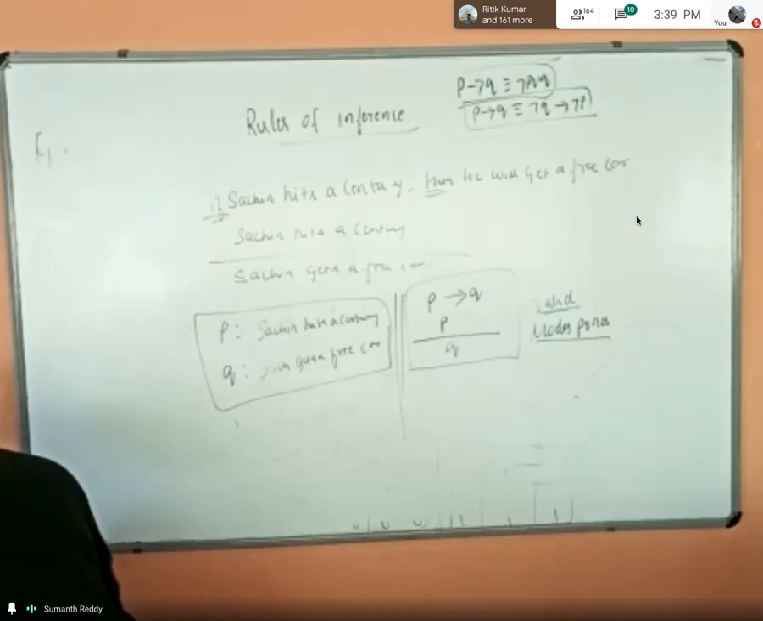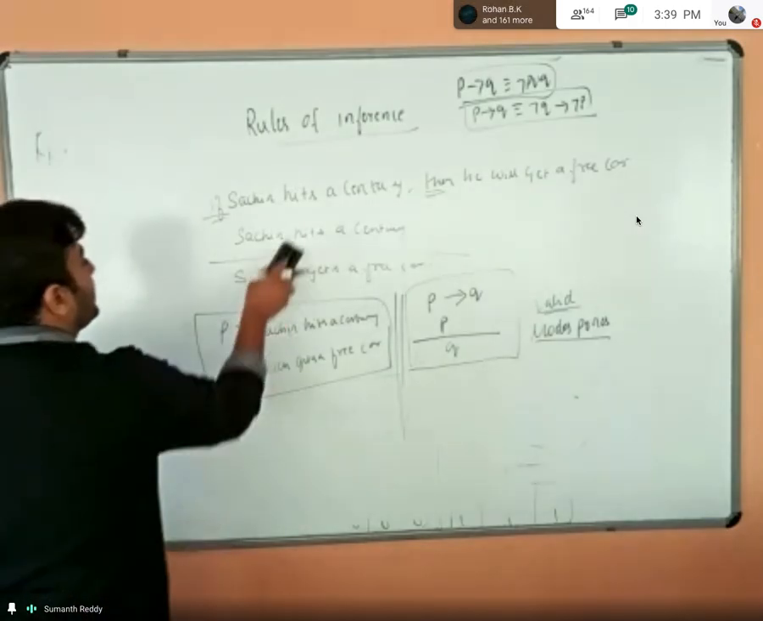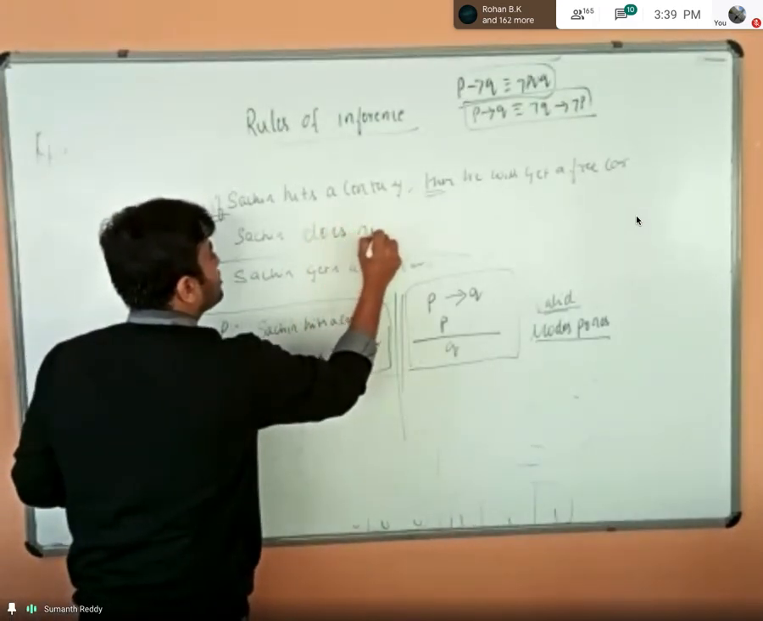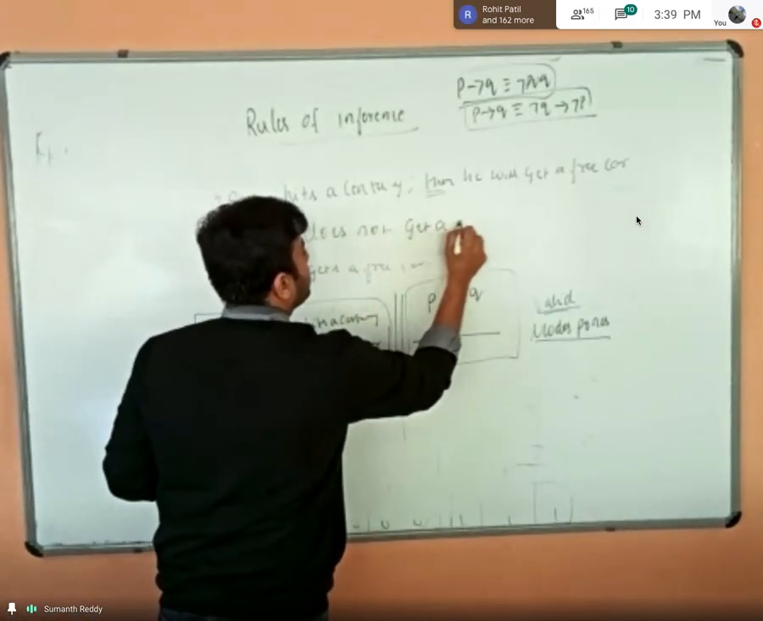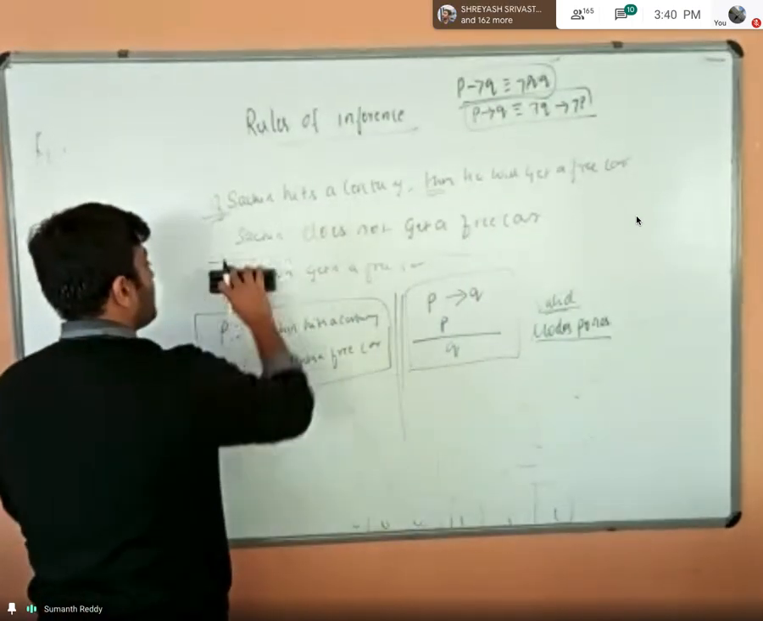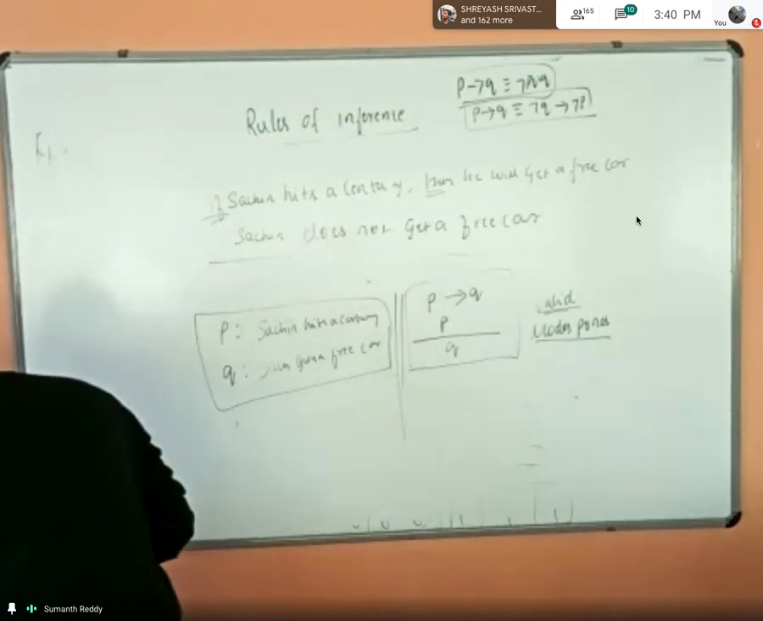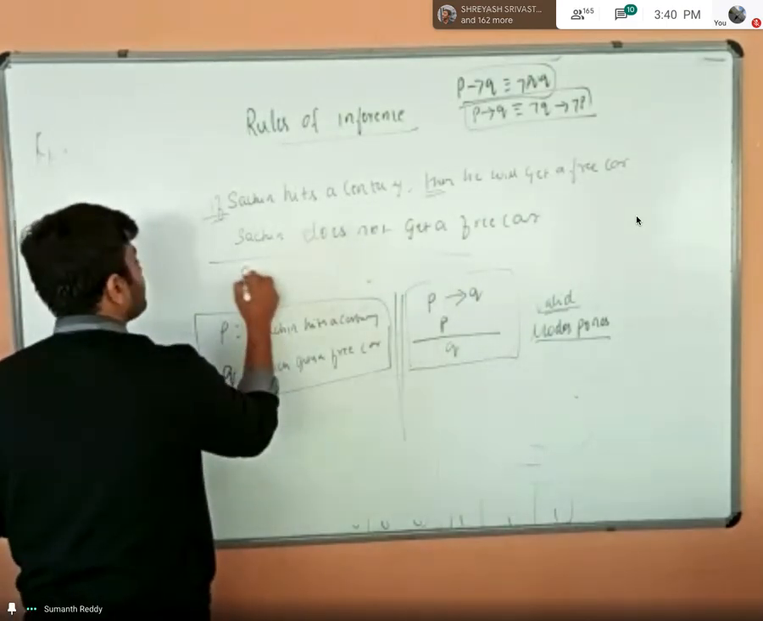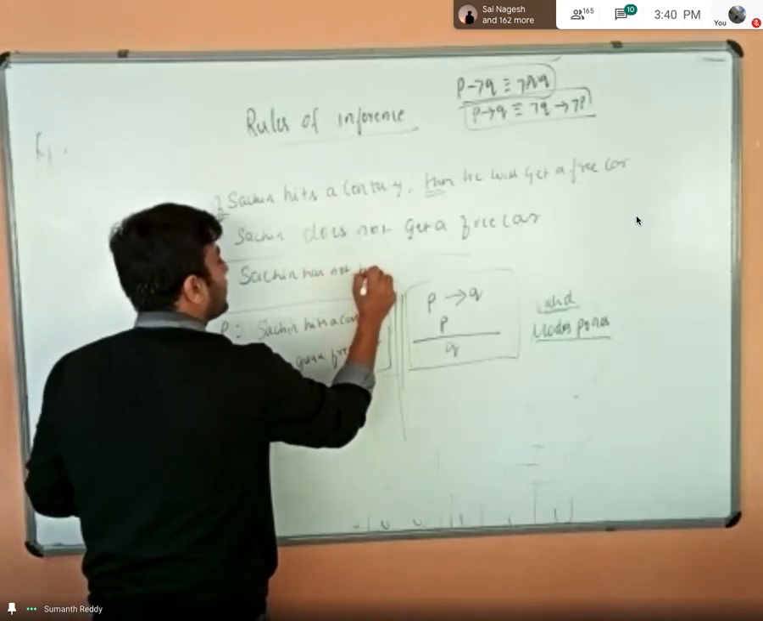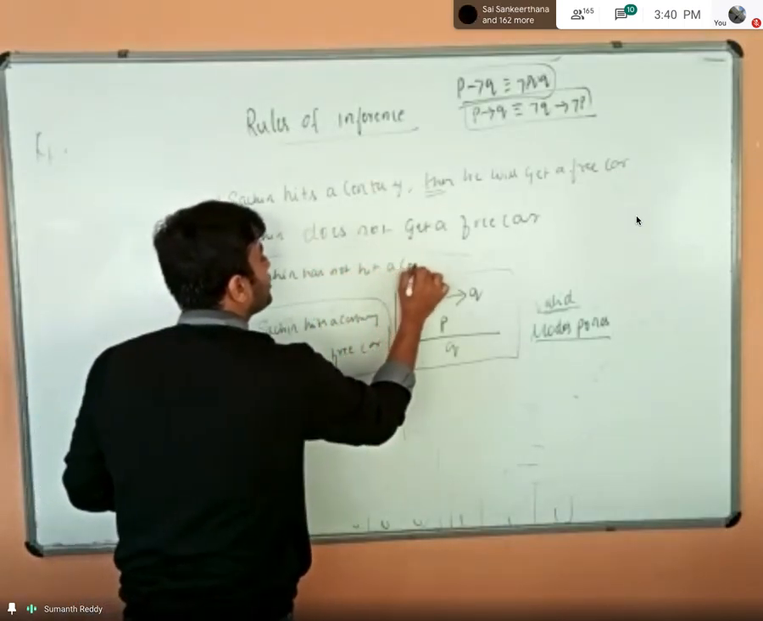Sachin hits a century, he gets a free car. Sachin does not get a free car. Sachin does not get a free car. The first premise is the same. Second premise I have changed. And the conclusion also I'll change. Sachin has not hit a century.